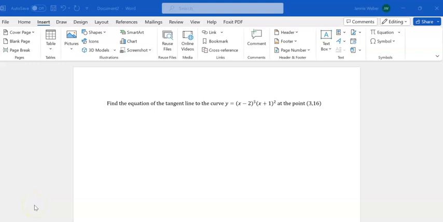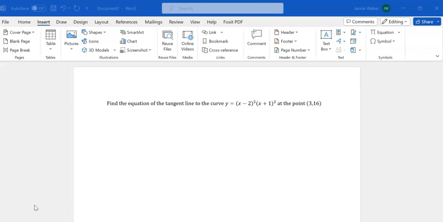We're asked to find the equation of the tangent line to this curve at this point. So how do you find the tangent line? Well, to find any equation of a line, you need the slope and you need a point. We've been given the point, but we have to first find the slope. And the slope is the derivative.